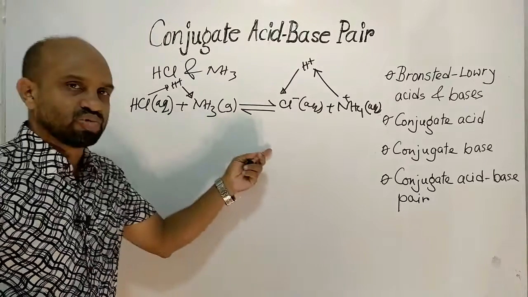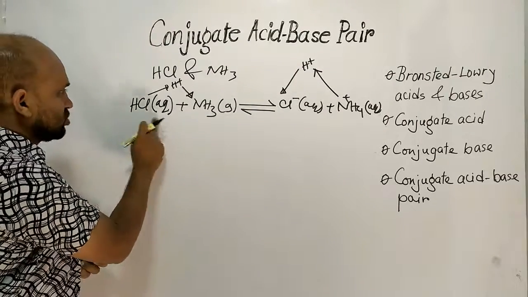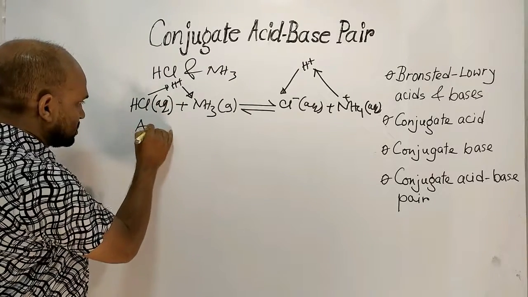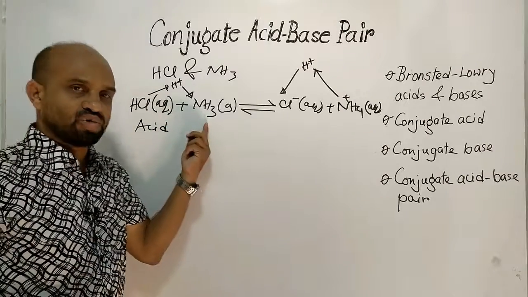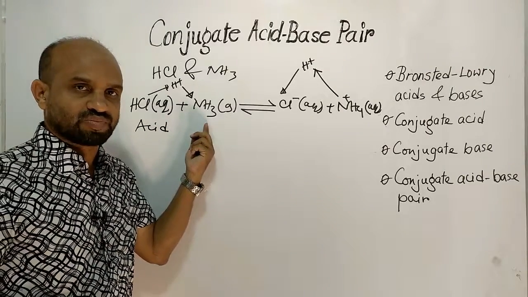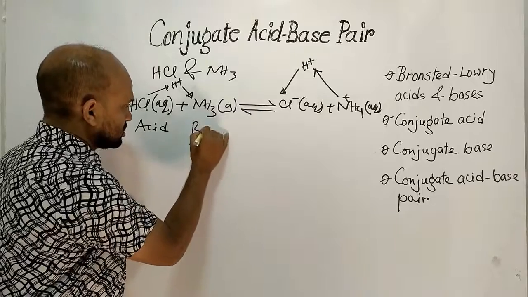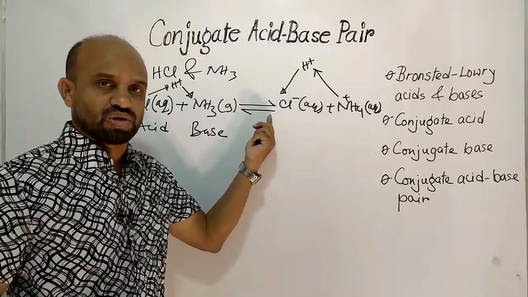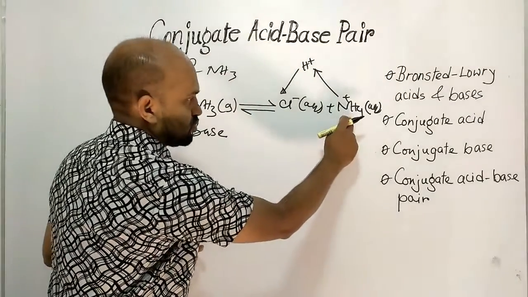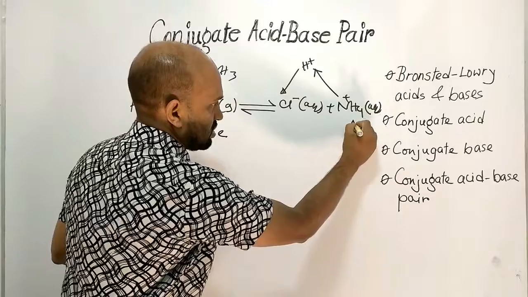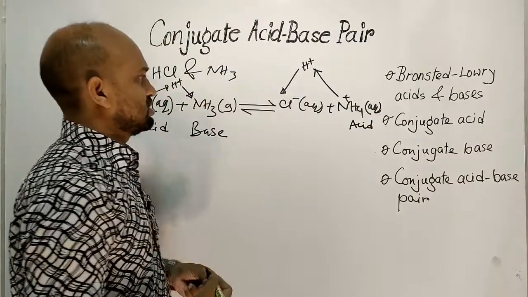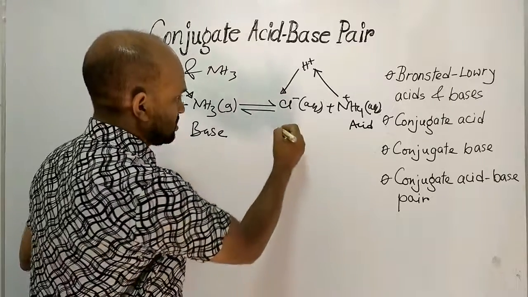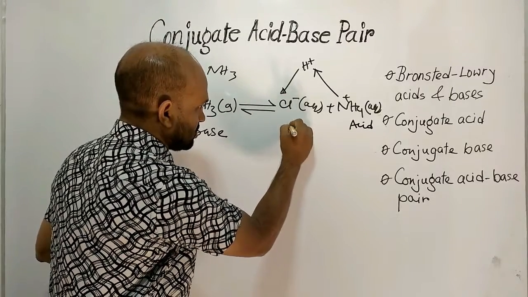So when the reaction is moving forward, hydrochloric acid is proton donor, so this is Bronsted-Lowry acid, and ammonia is proton acceptor, so this is Bronsted-Lowry base. When the reaction is moving backward, this is proton donor, so this is Bronsted-Lowry acid, and chloride ion is proton acceptor, so this is Bronsted-Lowry base.